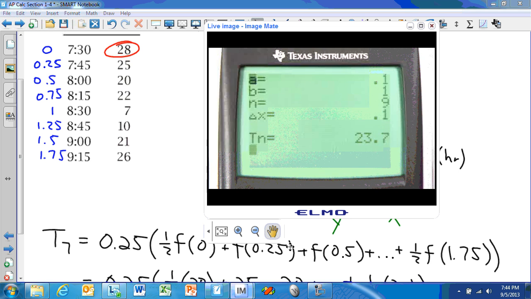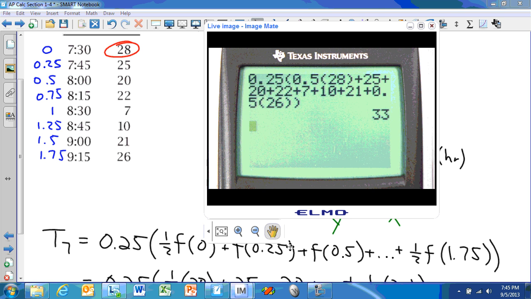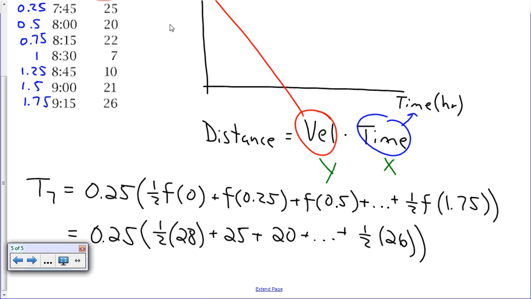So on the home screen, I'm just going to tell it to do this calculation. It's 0.25 times 1/2 of 28 plus 25 plus 20 plus 22 plus 7 plus 10 plus 21, and it's 1/2 of the very last value, 1/2 of 26. Obviously the 1/2 of 28 and 1/2 of 26, you can do in your head and just type in as 14 and 13, but I wrote it out for you. And we get 33. So 33 is our answer here.